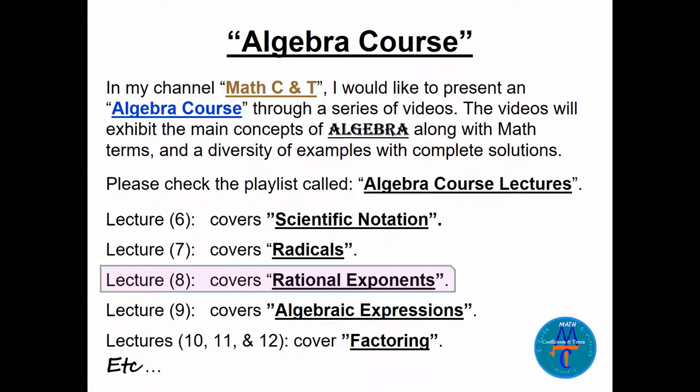I'm just continuing the algebra course lectures, and this is lecture number 8. As you can see here, this is a continuation of lecture number 7. Lecture number 8 is about rational exponents. We have fractions in the power. Again, please, fractions in the power.